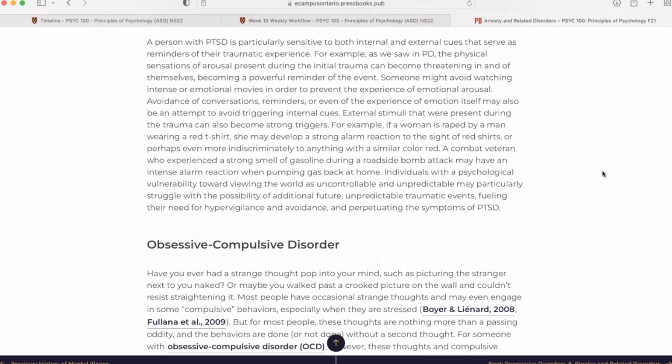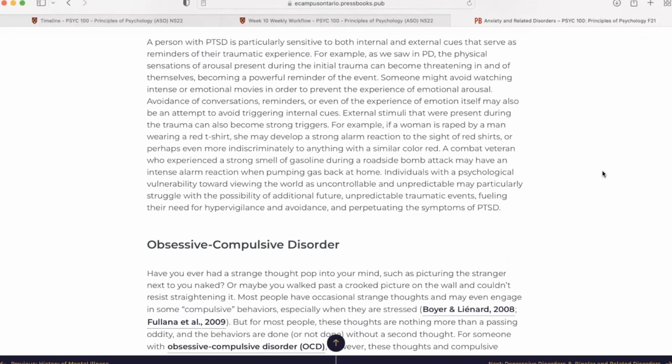A person with PTSD is particularly sensitive to both internal and external cues that serve as reminders of their traumatic experience. For example, as we saw in PD, the physical sensations of arousal present during the initial trauma can become threatening in and of themselves, becoming a powerful reminder of the event. Someone might avoid watching intense or emotional movies in order to prevent the experience of emotional arousal.